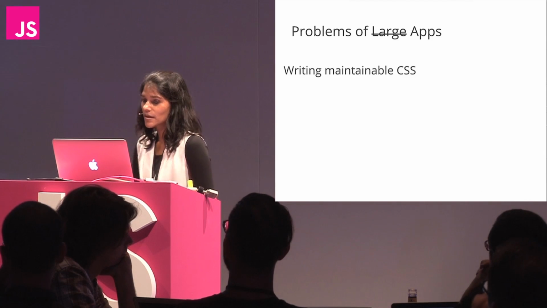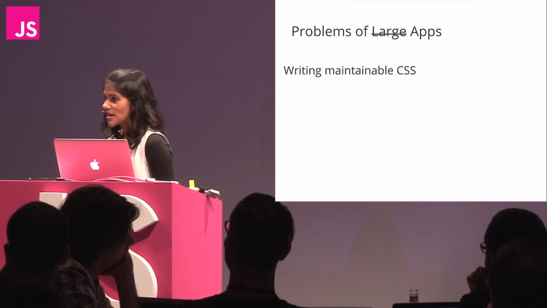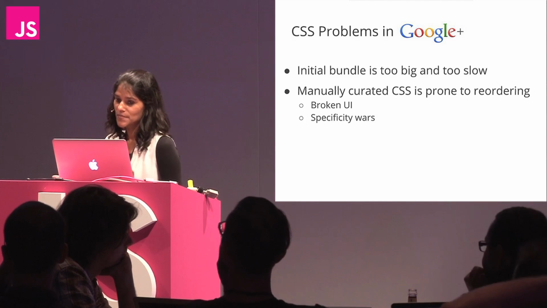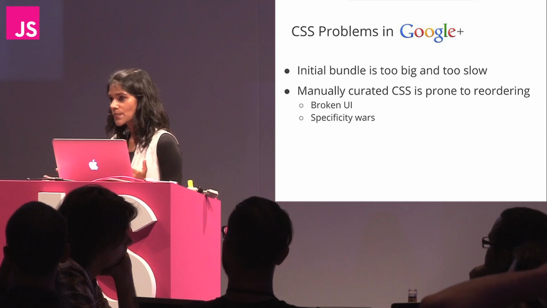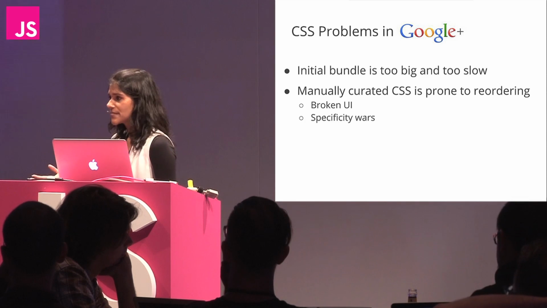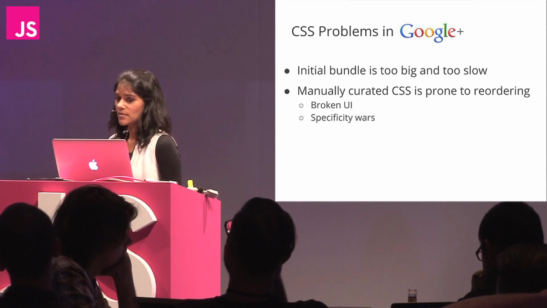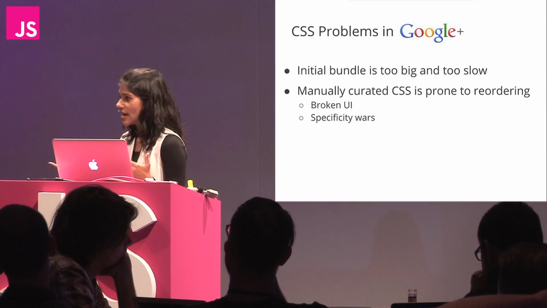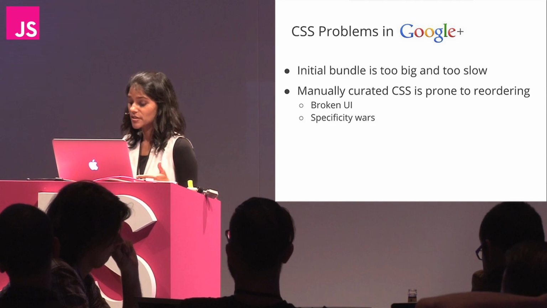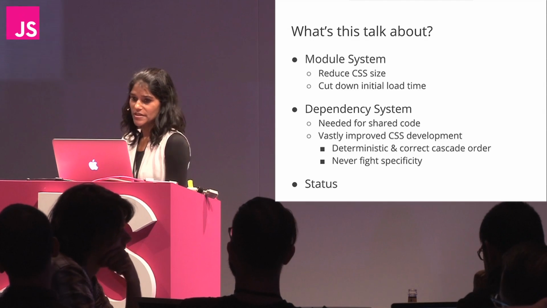to solve. The other problem that a module system addresses is a problem that almost everybody struggles with, which is writing maintainable CSS. And we have both of these problems in Google+. A lot of CSS, too big, too slow. And since we are manually curating our CSS in our build files, it's brittle and prone to reordering when developers refactor their code. So this has resulted in many broken UI regressions in our QA. And because developers cannot rely on a deterministic cascade order, they have to resort to things like specificity, which gets ugly.